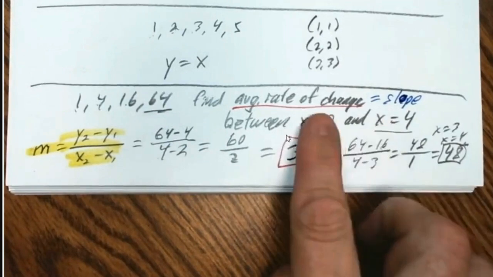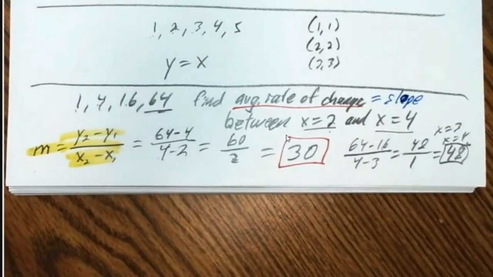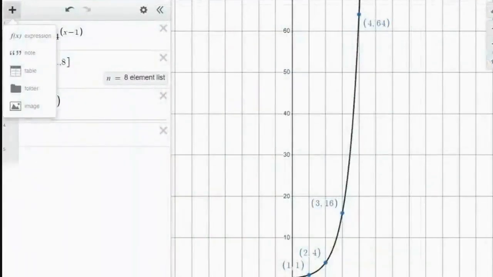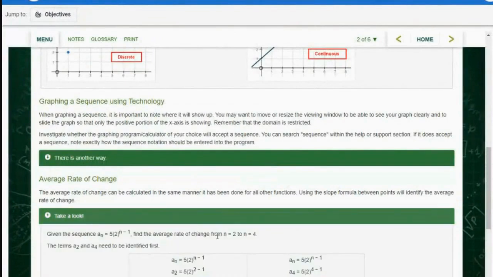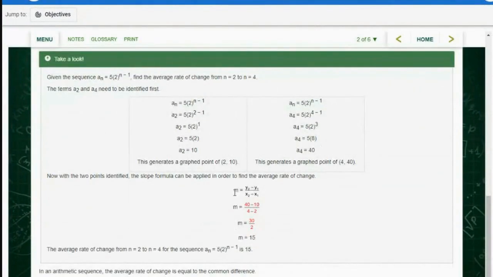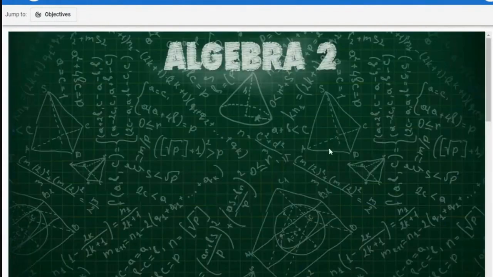This is the same thing. Average rate of change equals slope. So if you don't have that formula memorized, you need that in your notes when you get to that average rate of change problem that we're going to have. All right, let's go back. Average rate of change. There's that formula, m equals y2 minus y1 over x2 minus x1. So they have some examples there that you can look at in our lesson.